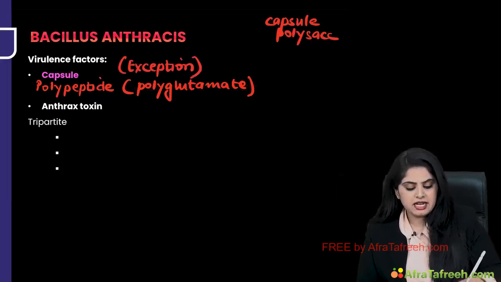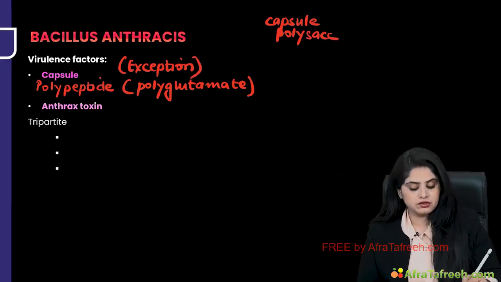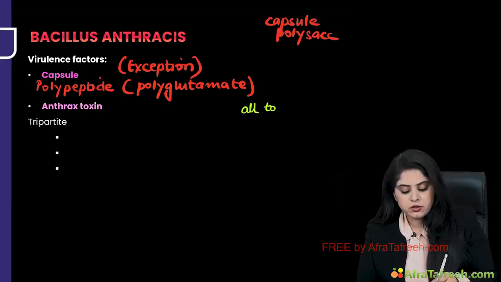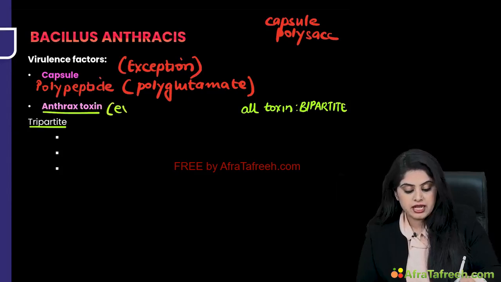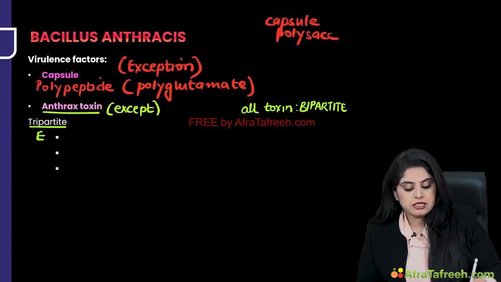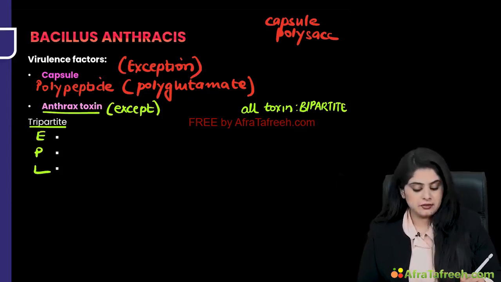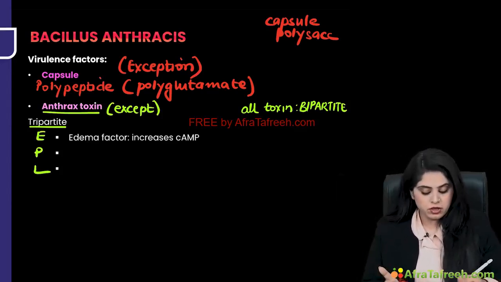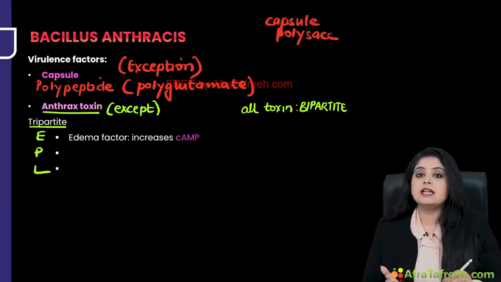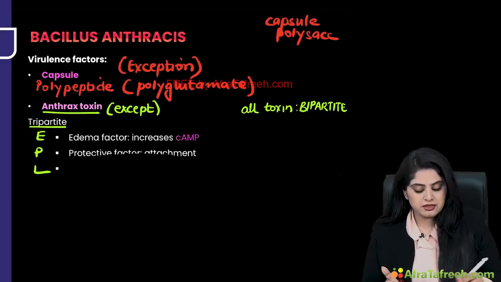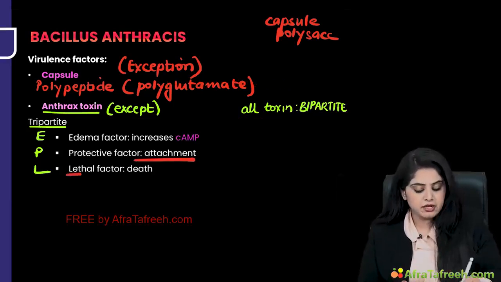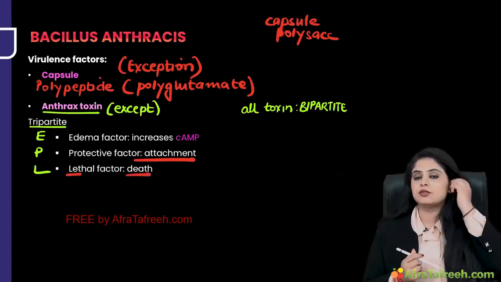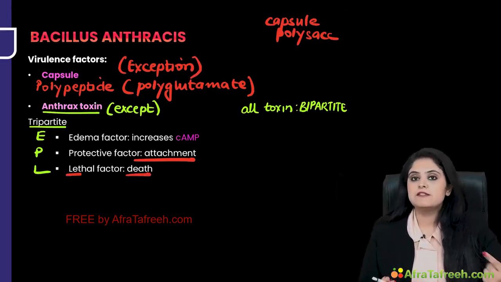Second, every bacteria has a toxin. This also has an anthrax toxin, but we had studied that all toxins are going to be bipartite, containing two parts. However, anthrax toxin is an exception again, which is tripartite, and we have learnt it as English Premier League, EPL, meaning edema factor. What does edema factor increase? It increases cyclic AMP. Okay, what is P? Protective factor. It's going to protect us by attaching to us. And finally, L for lethal. Lethal means death. It is going to cause death. So repeating, edema factor, protective factor, lethal factor.